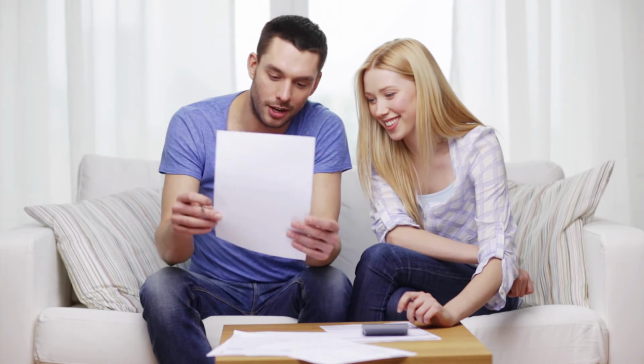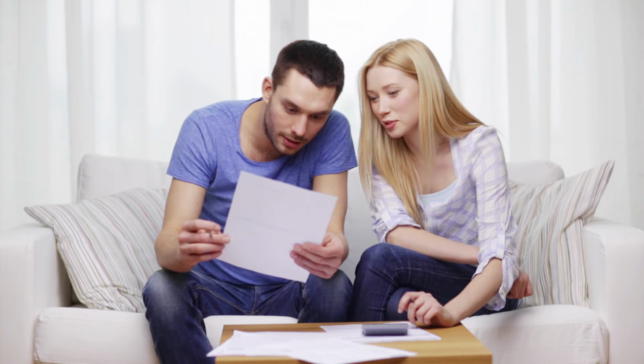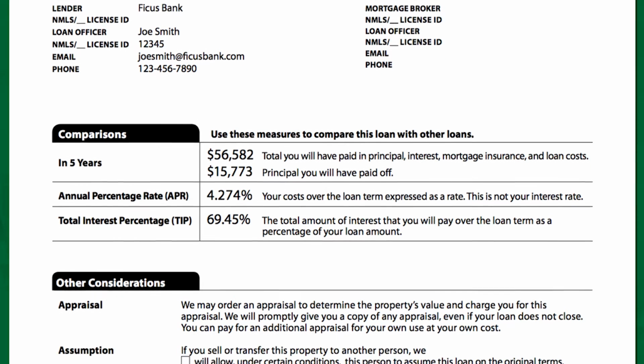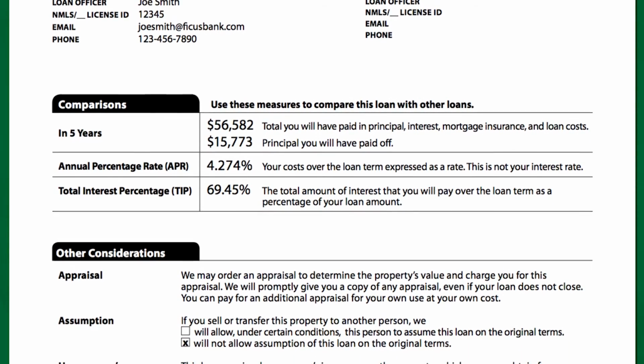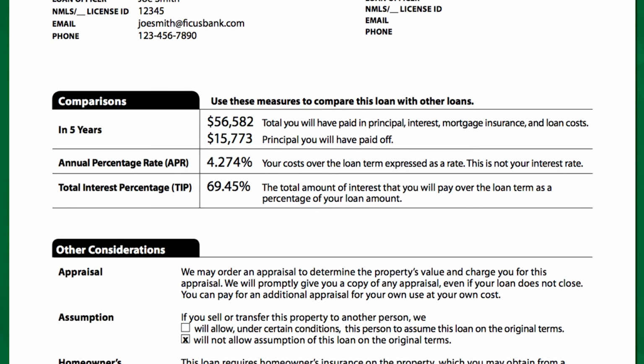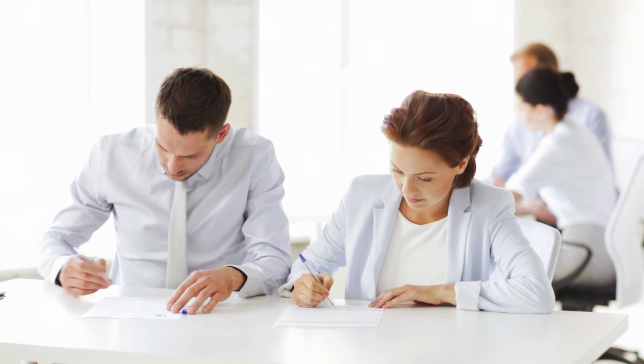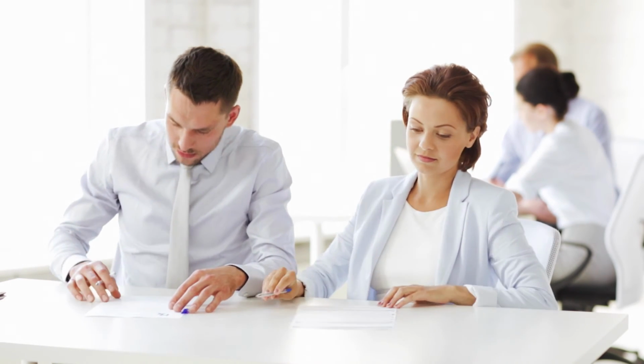On the 3rd page, you'll find the loan officer's contact and license information, followed by a cost comparison of 5 years total costs, the APR, and Total Interest Percentage, or TIP. The Total Interest Percentage is entirely new and discloses the total interest paid over the loan term, expressed as a percentage of the loan amount.